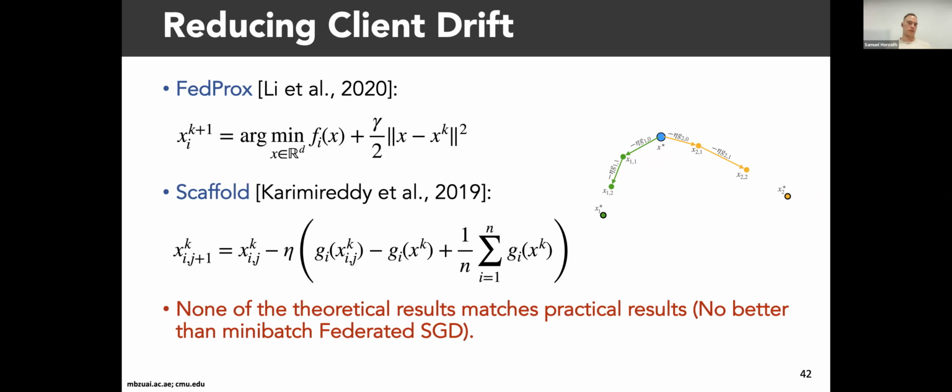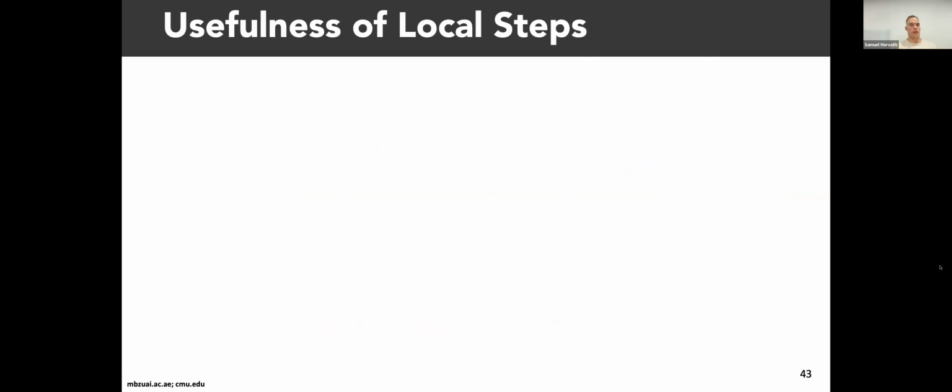While these kind of show a better performance when compared to FedAvg, these are still not satisfactory, as none of their theoretical results match much of the practical results, meaning that they are not actually better in theory than mini batch federated SGD. But in practice there is a big mismatch between these two, and for instance both of them in practice outperform mini batch federated SGD by a large margin.